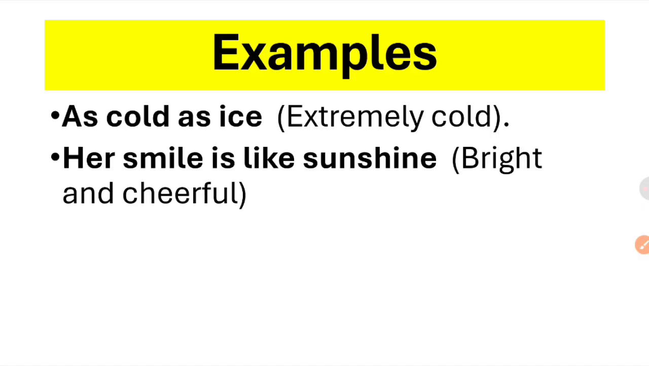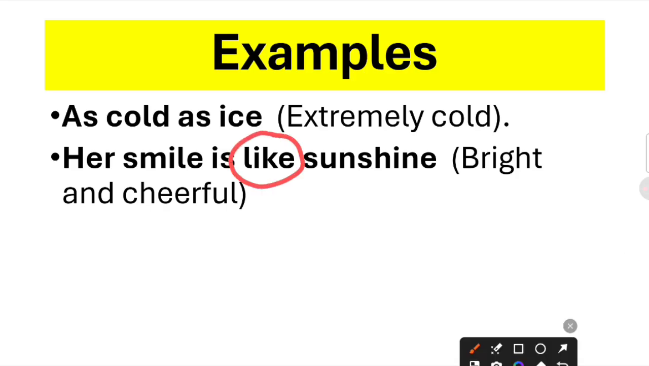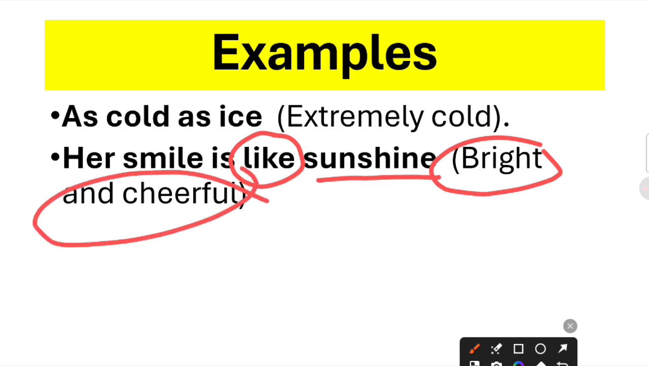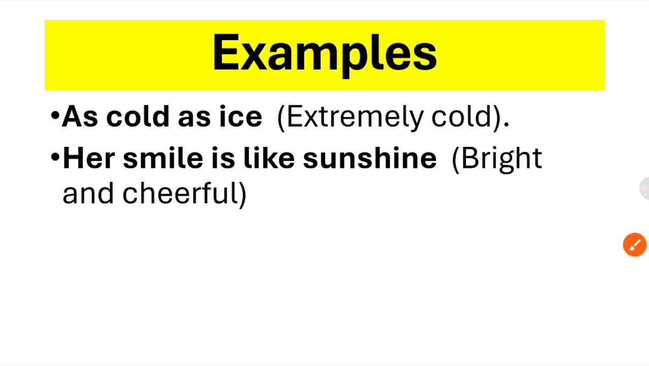Her smile is like sunshine. So here you want to compare someone's smile with the sunshine. Sunshine means very bright and cheerful. So you are not saying that her smile is very bright or very cheerful. In place, you are saying her smile is like sunshine. So you have conveyed the hidden meaning, that is, her smile is very cheerful. You got it? So in this way you can use simile to convey the hidden meaning.